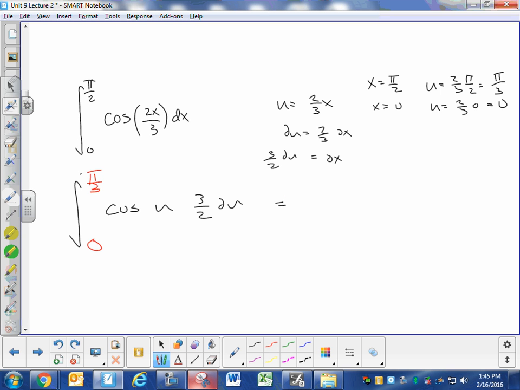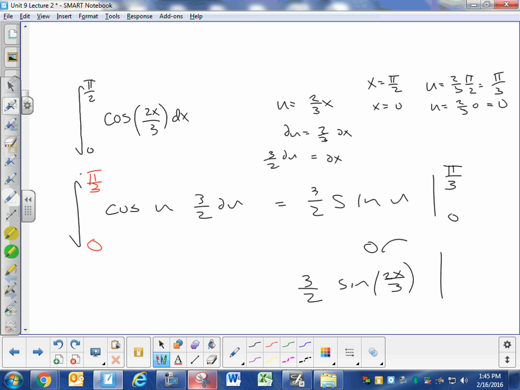Now we can go ahead and take the antiderivative of this. It'd be 3/2 sine u. The change between 0 and pi over 3. Or 3/2 sine 2x over 3 back to being from 0 to pi over 2. You should notice that if I plug in pi over 3 here, it's the same as plugging pi over 2 in here and multiplying it by 2/3. So this, finding the change in these, would produce the same answer. Sine of pi over 3 is root 3 over 2, so we'd have, no matter which way you do it, 3/2 root 3 over 2 minus 0, or 3 root 3 over 4 is your answer.